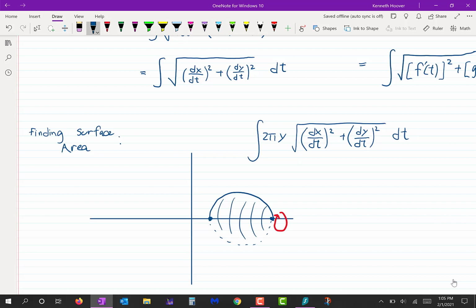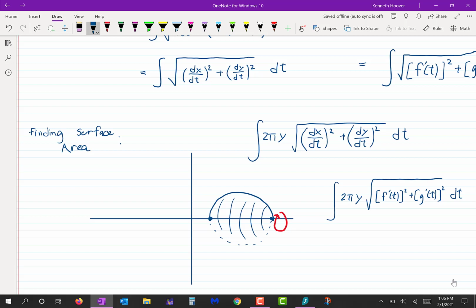If you want to write that in prime notation, it would look like this. 2 pi y square root f prime of t squared plus g prime of t squared. Okay, that's the surface area formula.